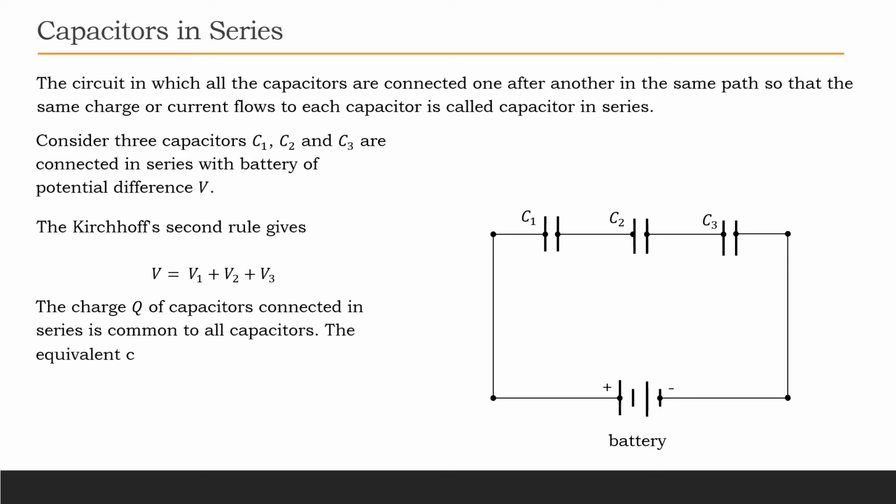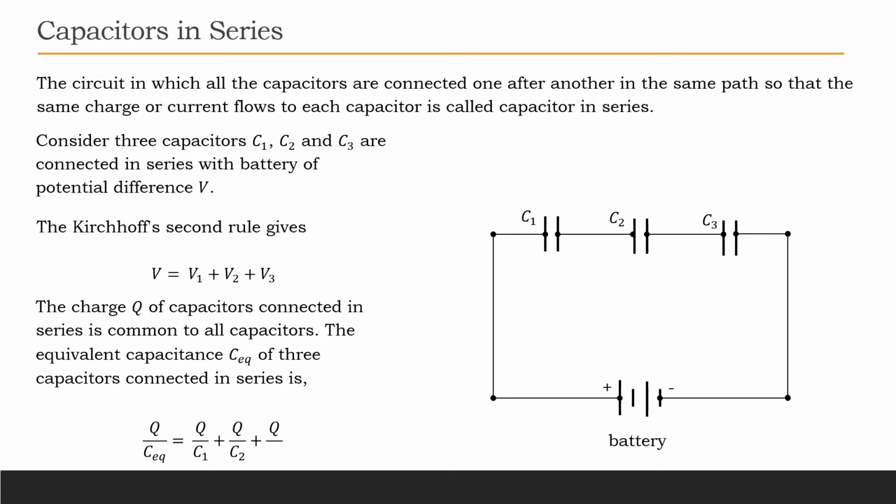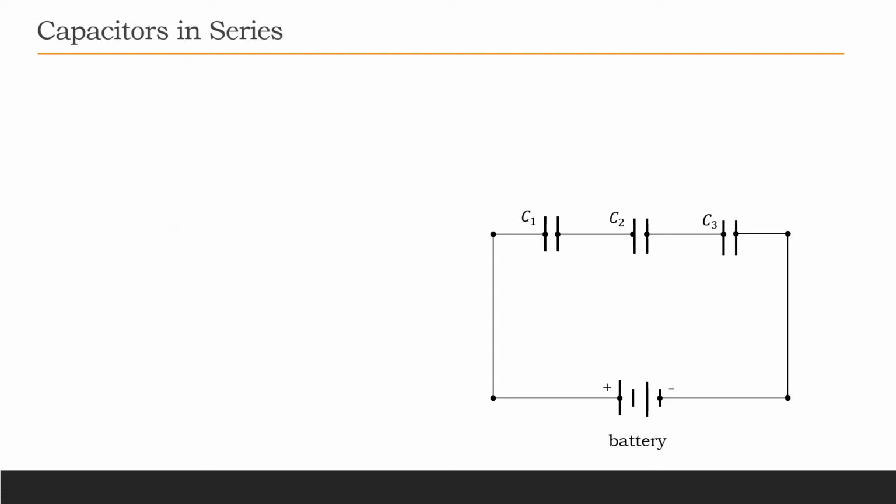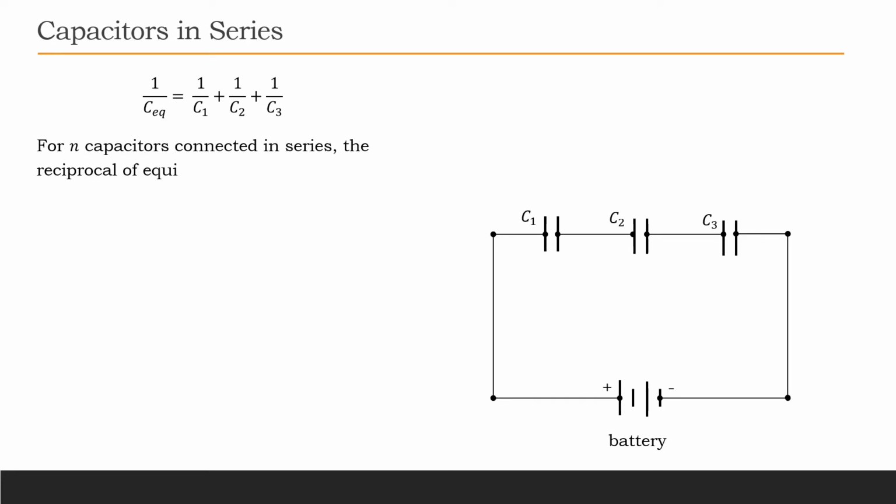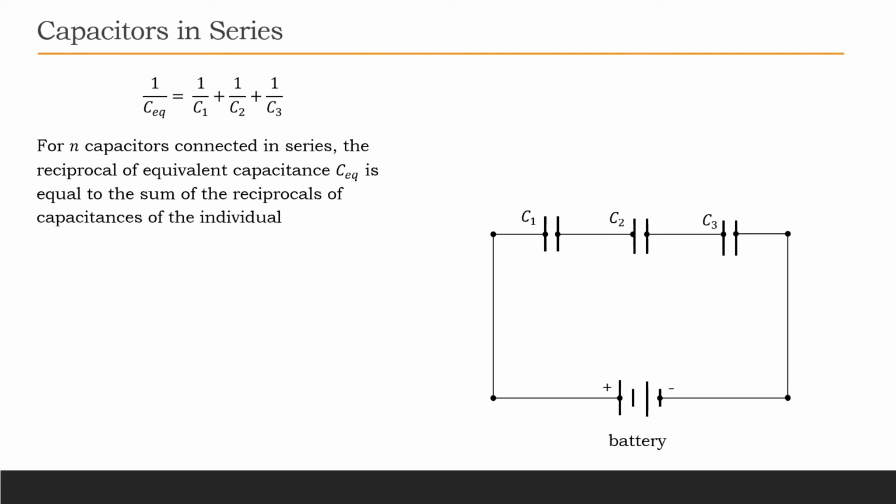The equivalent capacitance C equivalent of three capacitors connected in series is given by Q divided by C equivalent equals Q divided by C1 plus Q divided by C2 plus Q divided by C3. So Q gets cancelled and the equation becomes 1 by C equivalent equals 1 by C1 plus 1 by C2 plus 1 by C3. Therefore, for n number of capacitors connected in series, the reciprocal of equivalent capacitance C equivalent is equal to the sum of reciprocals of capacitance of the individual capacitors.